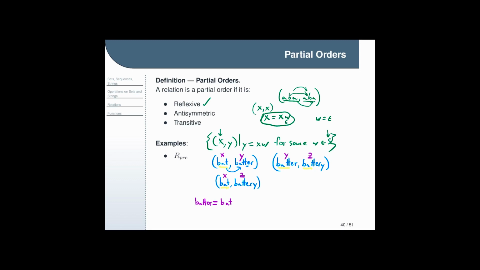If I put it in another color, this w, well, clearly in this case the w is ter. Right, so let's do exactly the same thing with our pair y and z. We said they are related, and that means that batter is equal to battery if we add a string w on the end. In this case, w is very short. It's just that y.